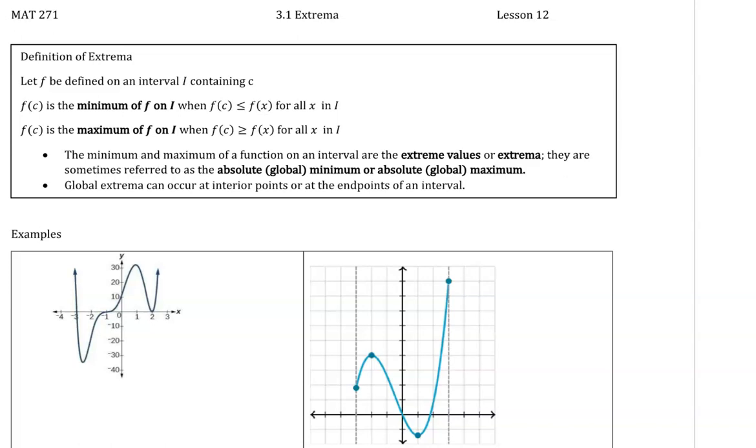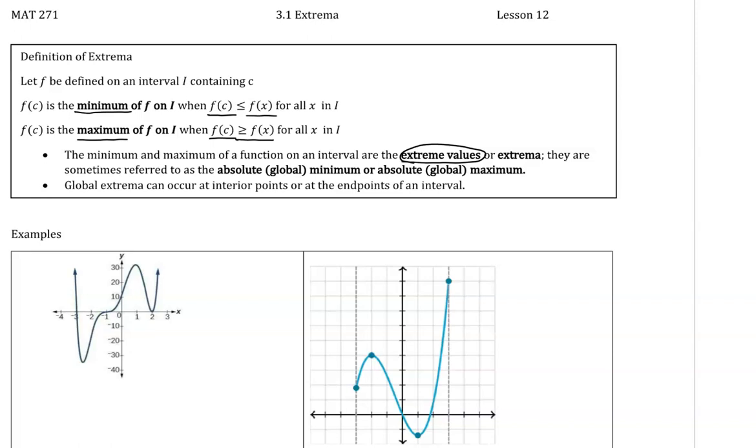We start this lesson off with the definition of what extrema are, and then we're going to talk about how we can use calculus to find extrema. So extrema are just extreme values. There are two different types. We can have a minimum, which means that the function value is less than all the other function values in a certain interval. Or we could have a maximum, which means that the function value at that particular point is larger than all the other function values in that interval.